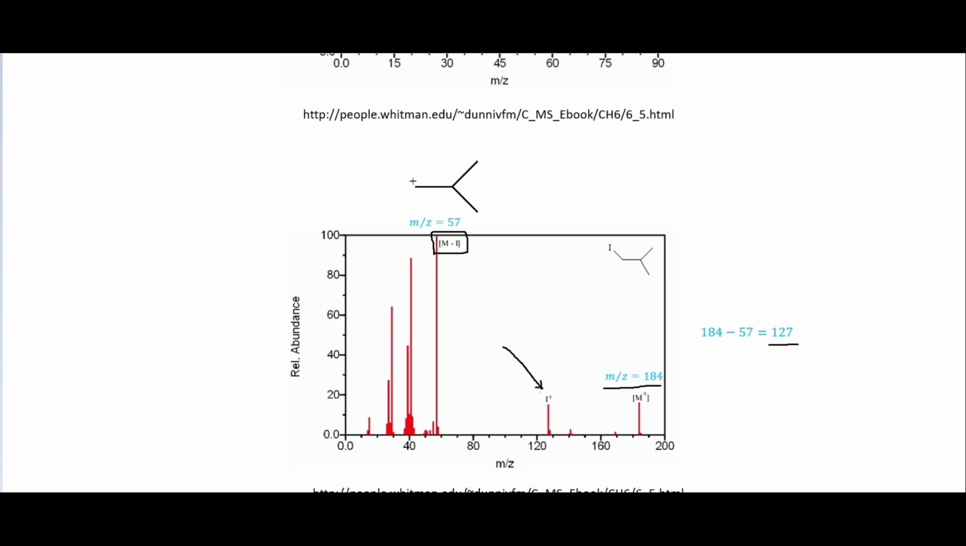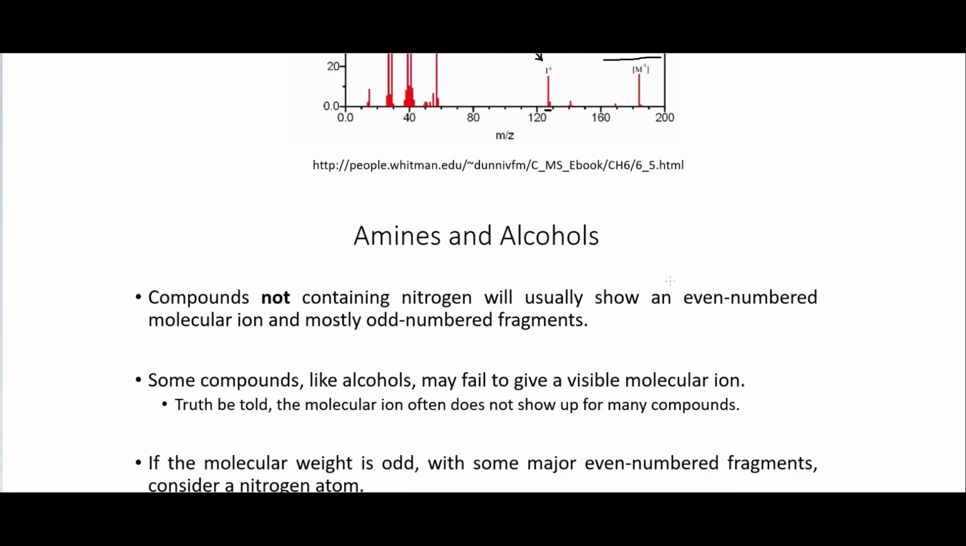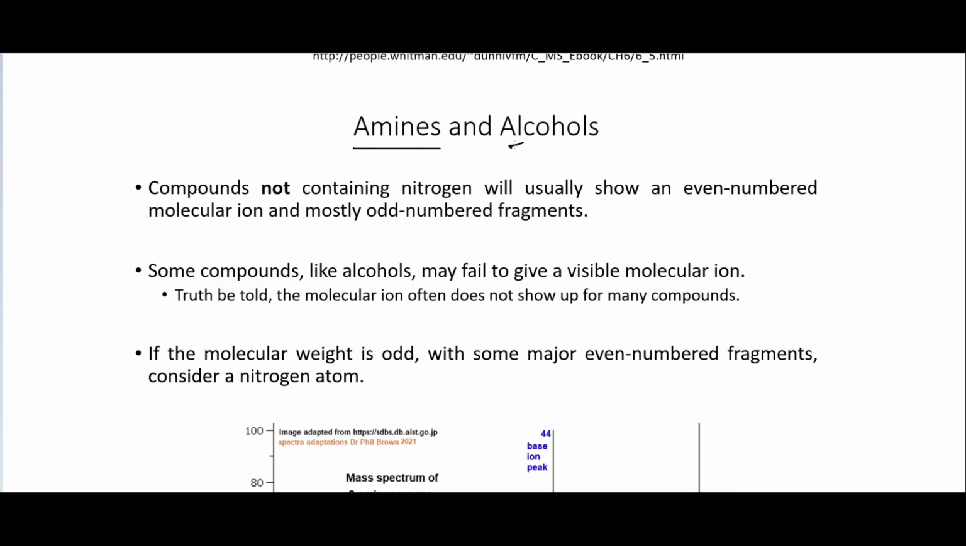And so that is going to be right at 127 right here. And so, like I said, we have amines and alcohols, which are going to give us some different types of peaks, where the amines have the even numbered fragments. So compounds not containing nitrogen will usually show an even numbered molecular ion and mostly odd numbered fragments.